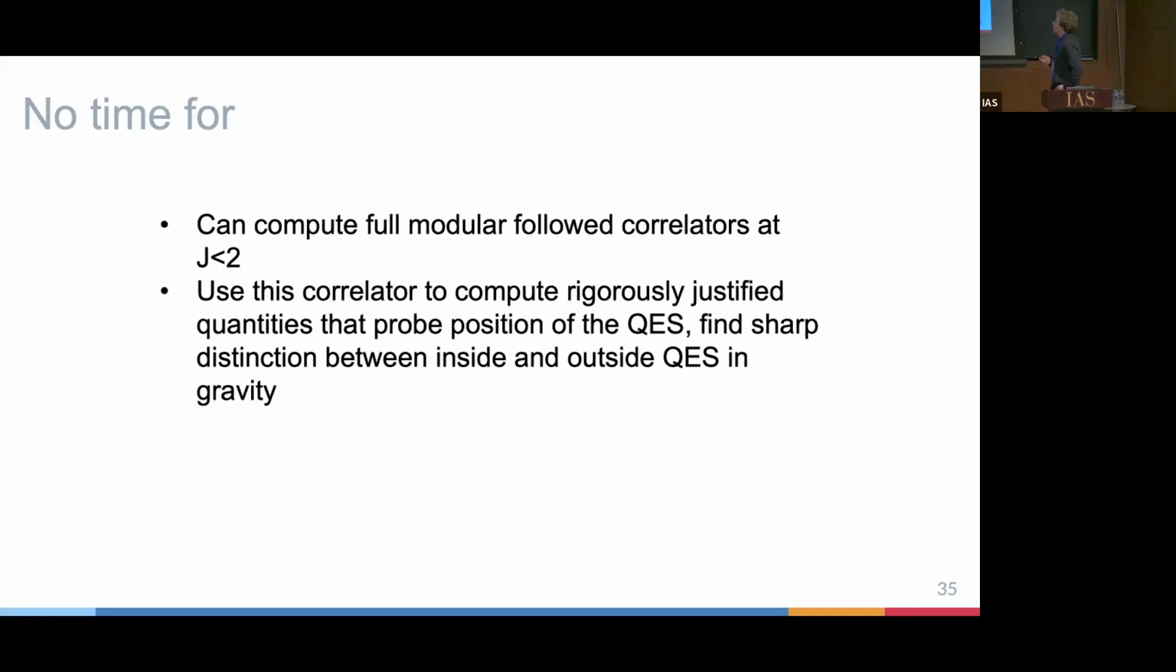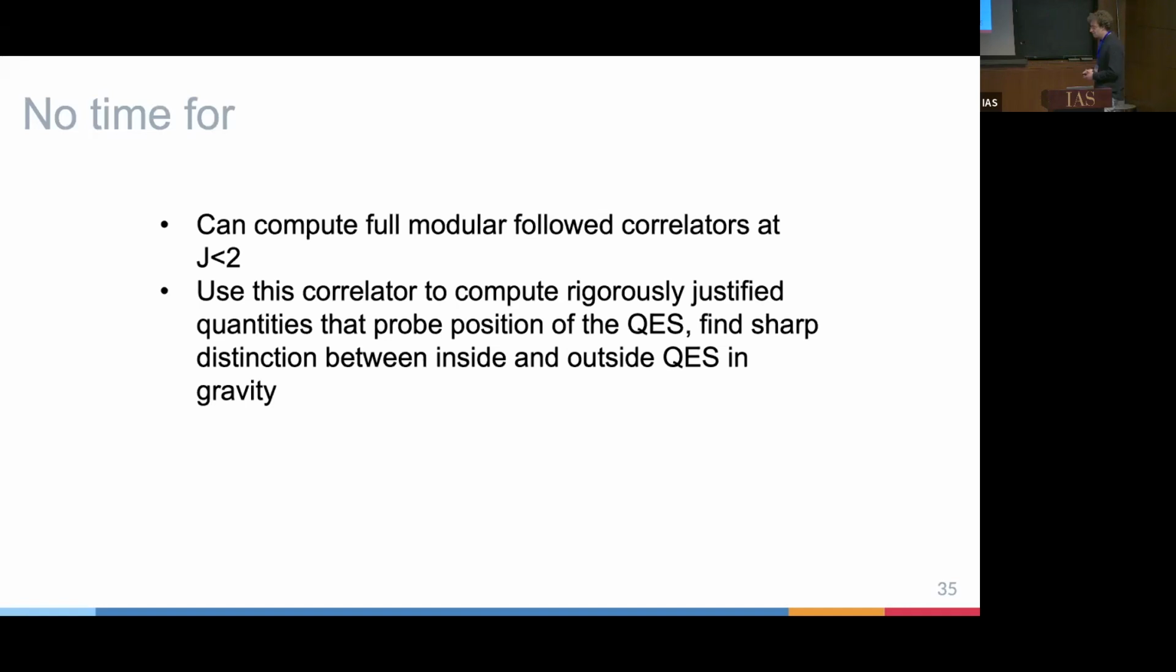One thing I didn't want to include because it's technical and I didn't have much time: we computed today this full modular energy, or this generalized boost energy. That's one quantity that senses the transition, but there are other things. Actually, that's not a very rigorous way of sensing the position of the quantum extremal surface.